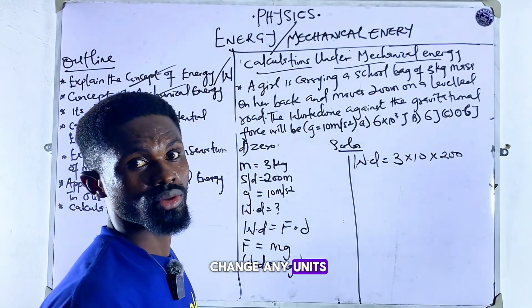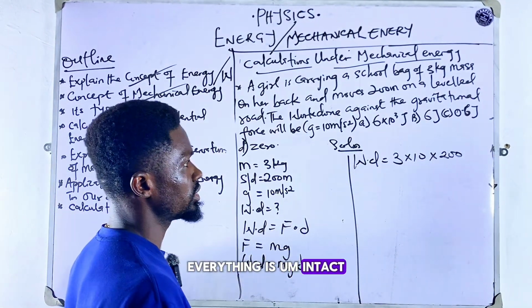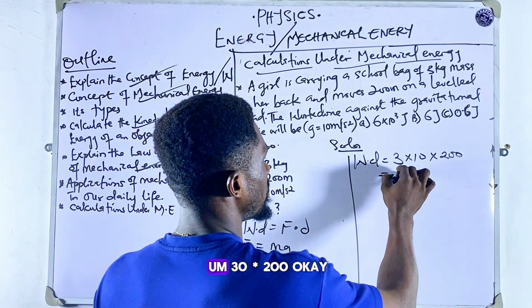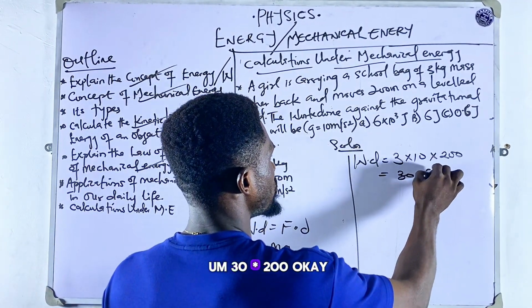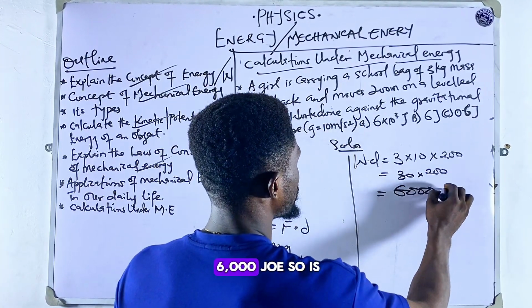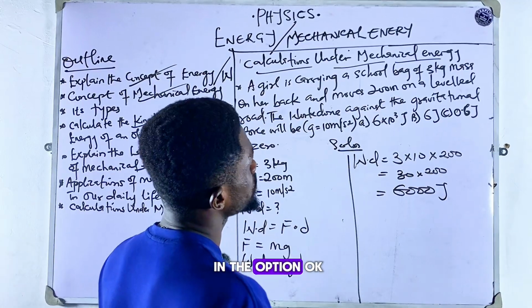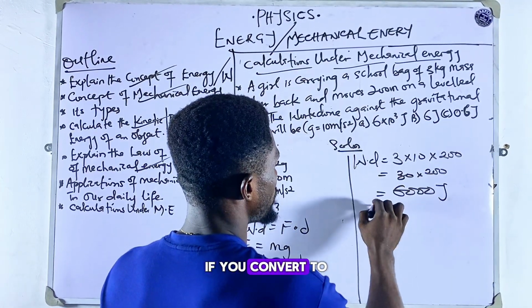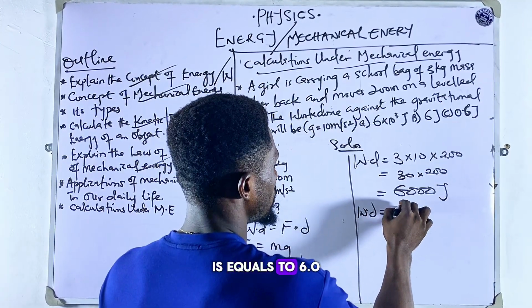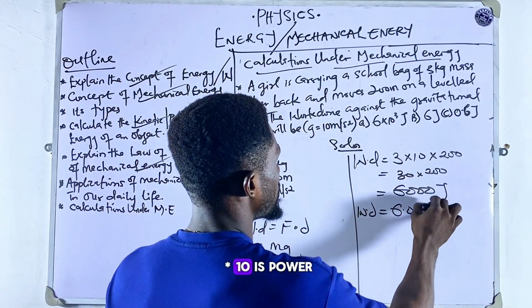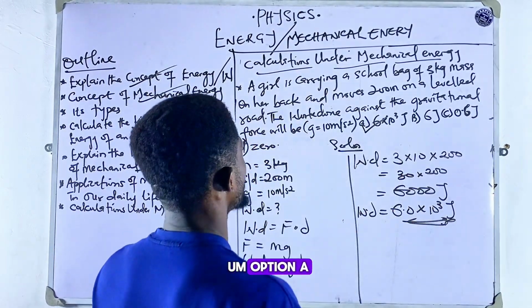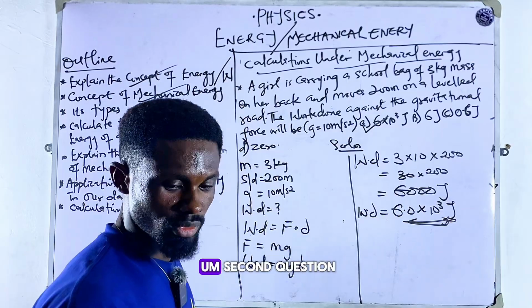So I'm not going to change any units. Everything is intact. So I have 3 times 10 will give me 30, times 200. Okay, this will give me 6,000 joules. So it's in the options, option A. If you convert to standard form, work done is equal to 6.0 times 10 raised to power 3 joules. So our answer is option A. So let's look at the second question.